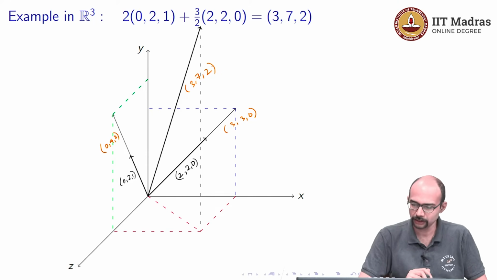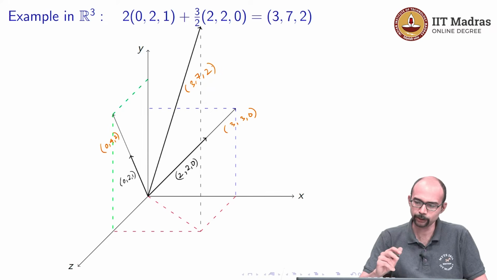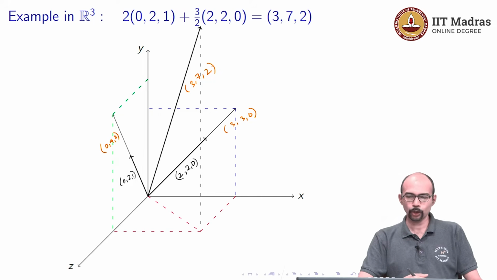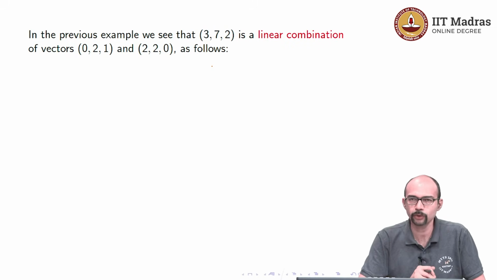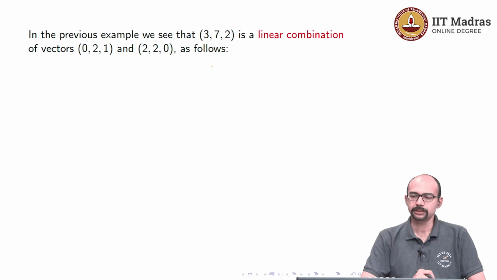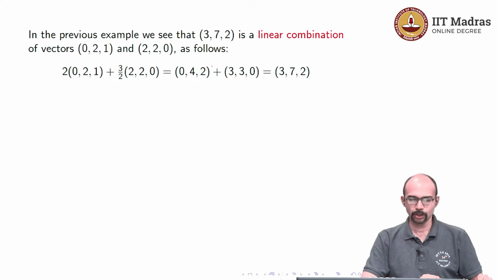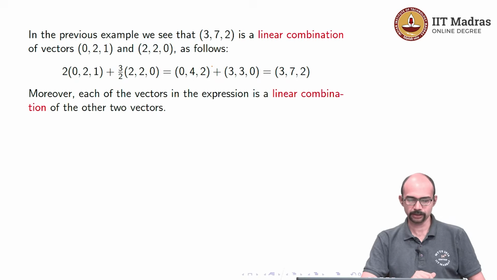So you can check this by projecting down to the xz plane, and by projecting to the y-axis and so on. Yeah, that's what these other dashed lines are indicating. Okay, so what does this mean in terms of linear combinations? In R3, the vector 3, 7, 2 is a linear combination of the vectors 0, 2, 1 and 2, 2, 0. Okay, and the coefficients were 2 and 3 halves. So that's the expression, we just did that.